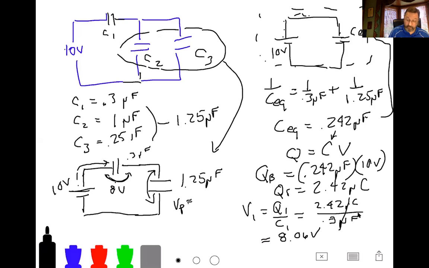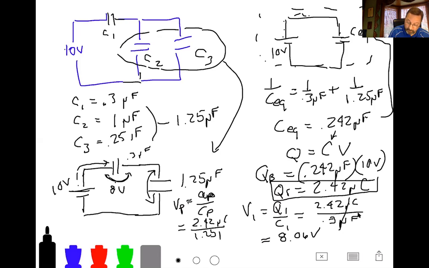Now, it's in series with the 0.3 microfarad capacitor in this circuit, so that 2.42 microcoulomb number is also the charge across it. So if I go Q on the parallel, Q sub P, and divide by the capacitance of the parallel combination, the 1.25, let's see what I get. It's 2.42 microcoulombs divided by 1.25 microfarads. Coulomb divided by a farad. Micros cancel.